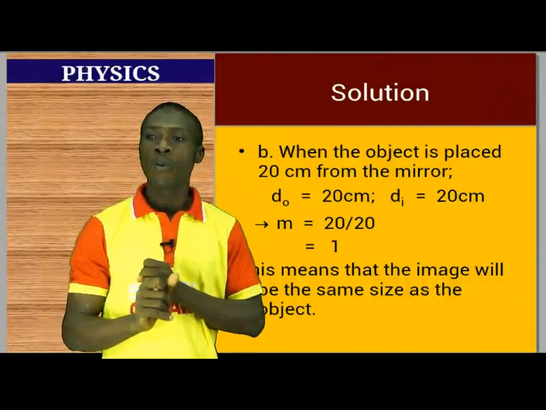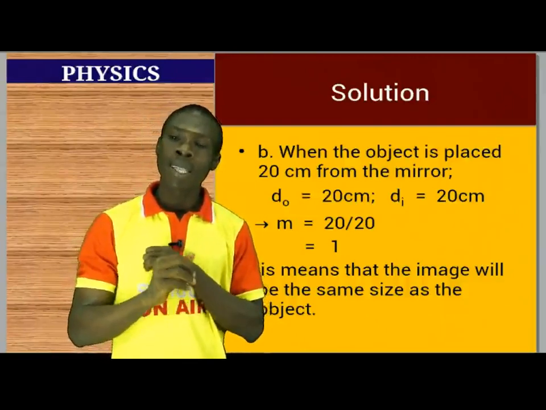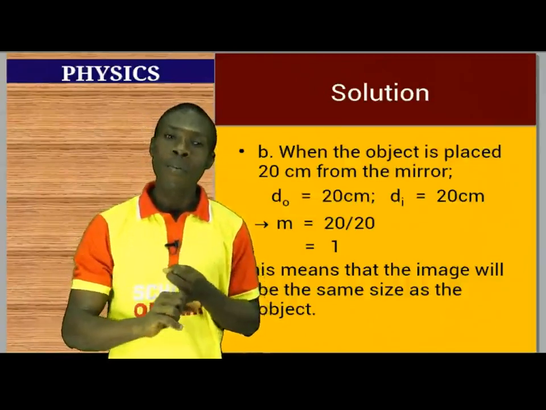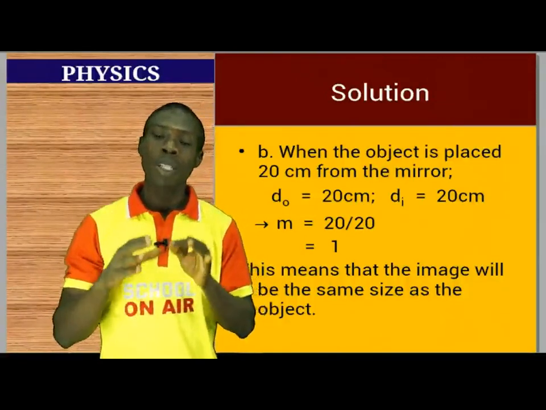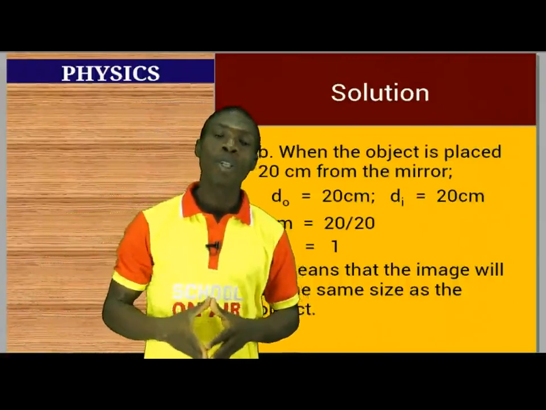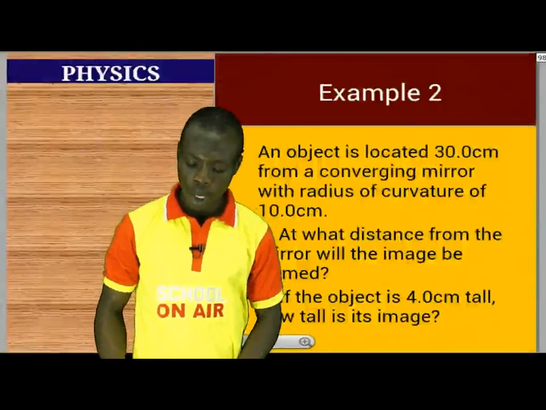When you have a magnification of 1, what it interprets into is that the image size, or distance, is the same as that of the object. And when you have a magnification greater than 1, that means the image is enlarged. When you have a magnification less than 1, that means that the image is diminished. Okay, so quickly let's take a look at another example.